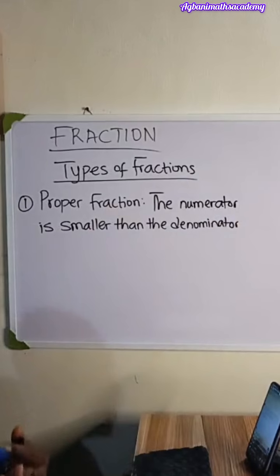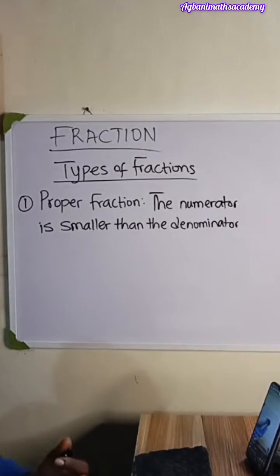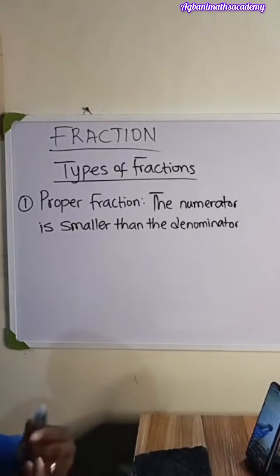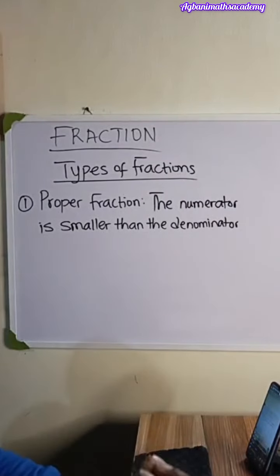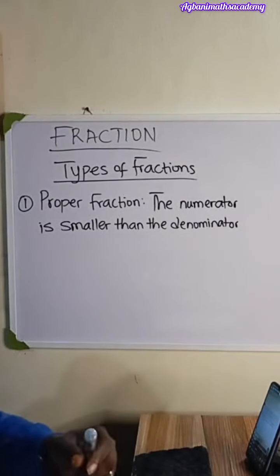So for a proper fraction, the numerator is smaller than the denominator. For example, if you see a parent carrying the little child, that looks proper because somebody that is bigger is carrying somebody that is smaller. So that's why it's called proper fraction. When a smaller number is carried by a bigger number, it is proper.